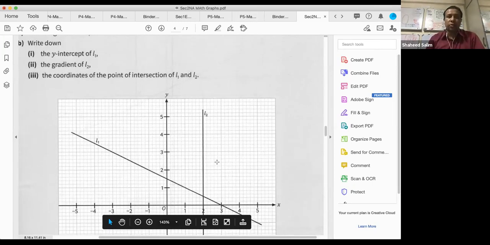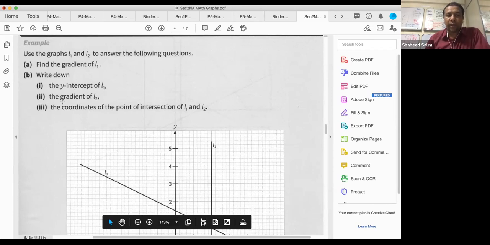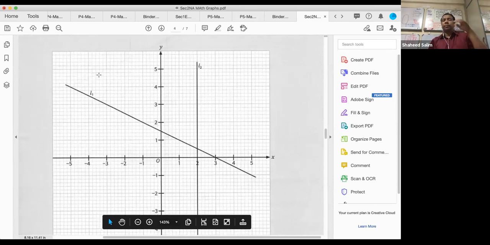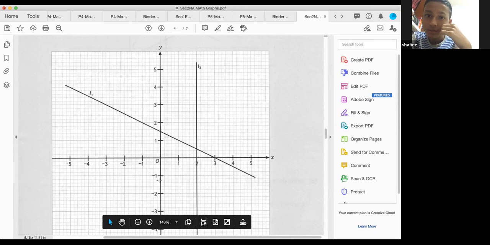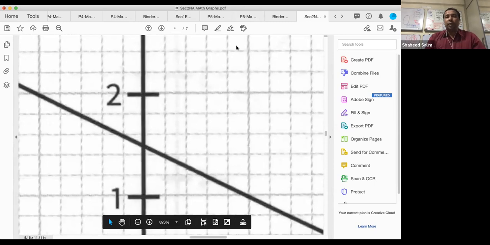Now, they want you to write down what is the y-intercept of L1. Okay, so you look at L1, this is L1. What is the y-intercept? The answer is, we are looking at L1. This is L1 on here. 1.3. Now remember, this one we need to go through. Sure, is it 1.3? Any other answer?